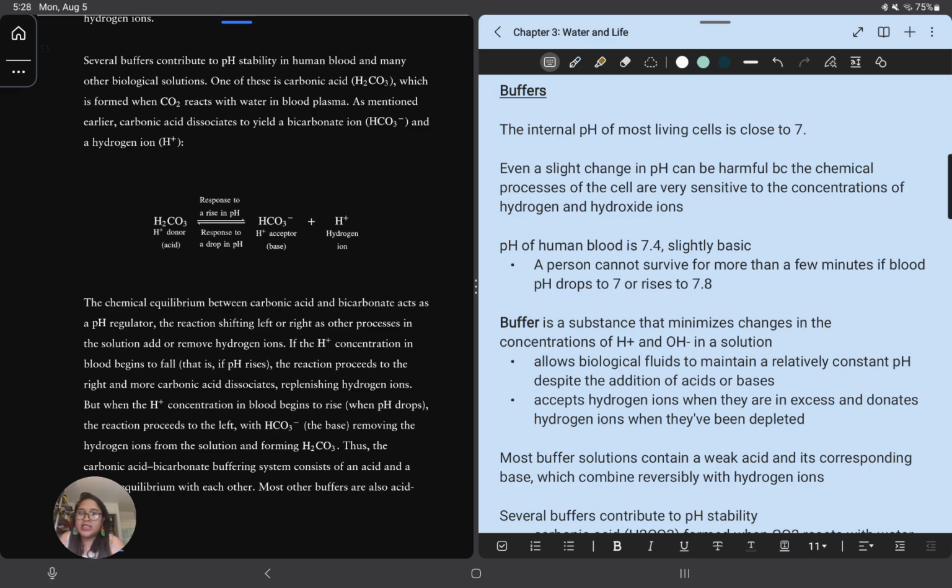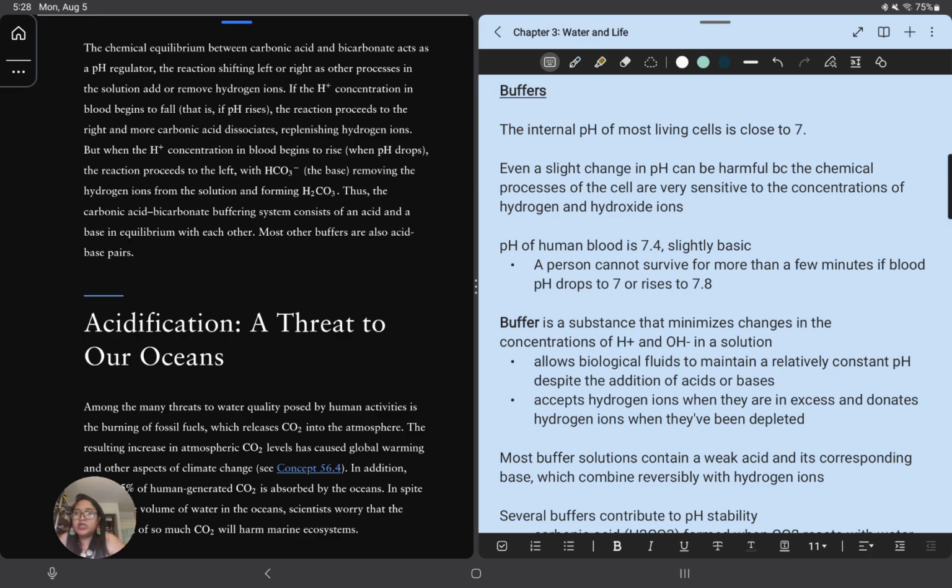One of these is carbonic acid, which is formed when carbon dioxide reacts with water in blood plasma. As mentioned earlier, carbonic acid dissociates to yield a bicarbonate ion and a hydrogen ion. The chemical equilibrium between carbonic acid and bicarbonate acts as a pH regulator, the reaction shifting left or right as processes in the solution add or remove hydrogen ions. If hydrogen ion concentration in blood begins to fall, that is, if pH rises, the reaction proceeds to the right and more carbonic acid dissociates, replenishing hydrogen ions.